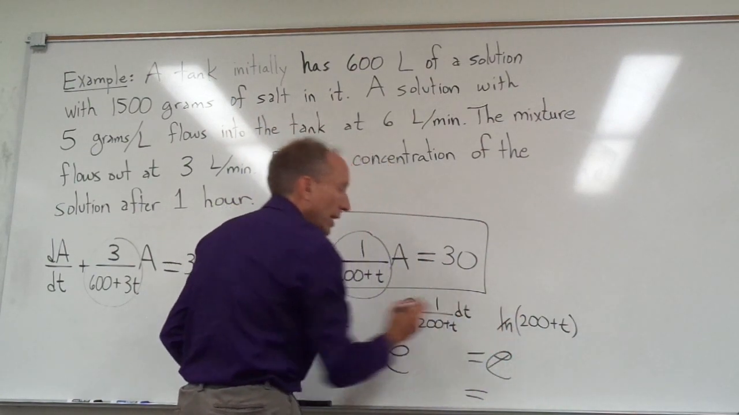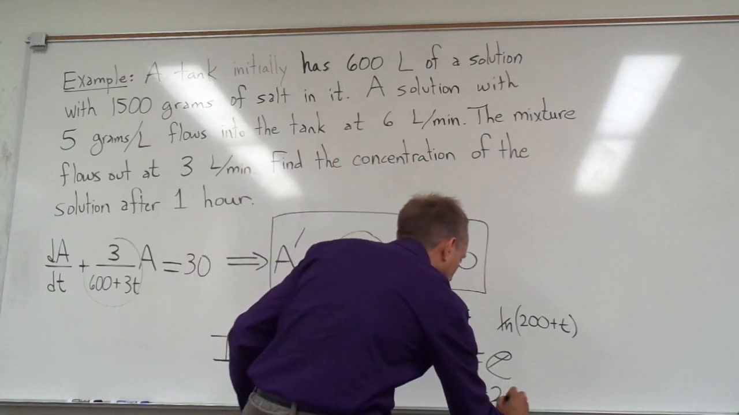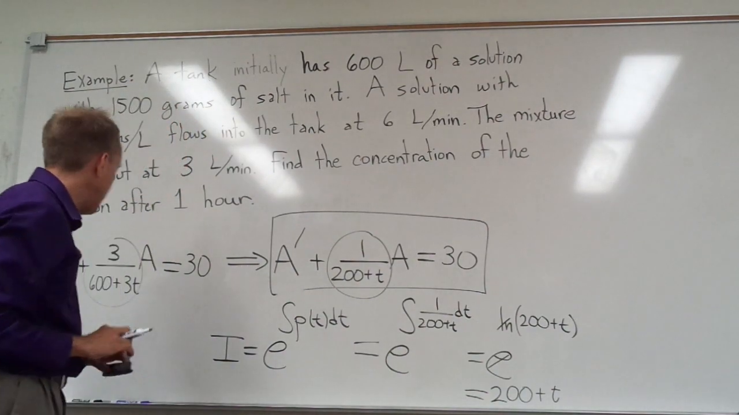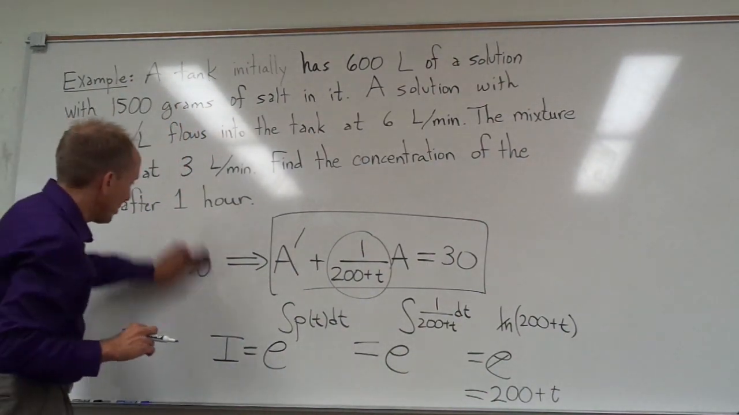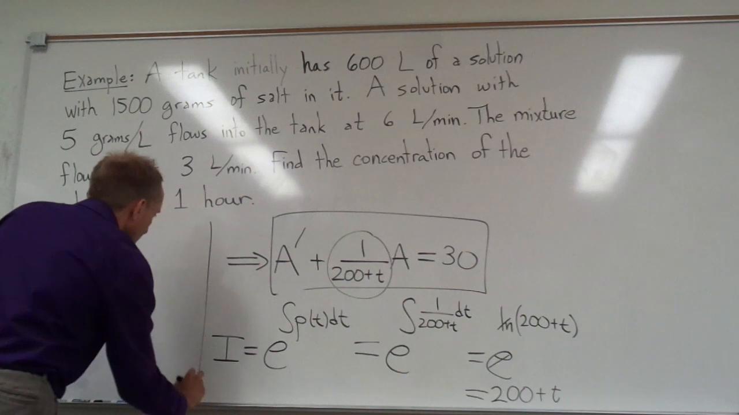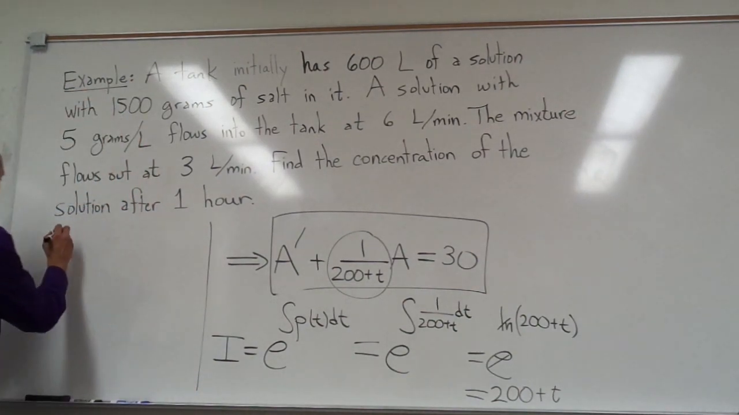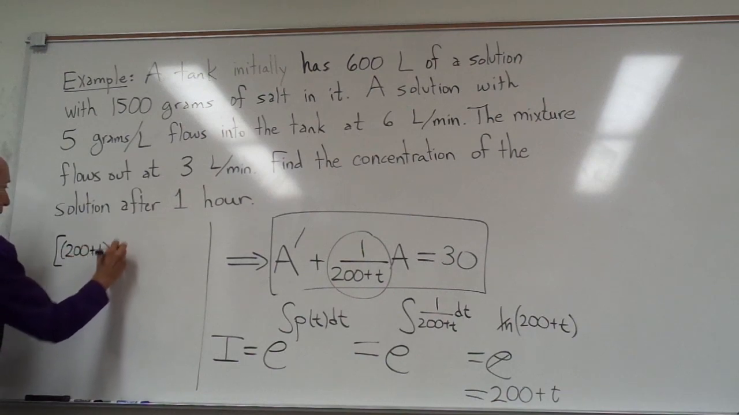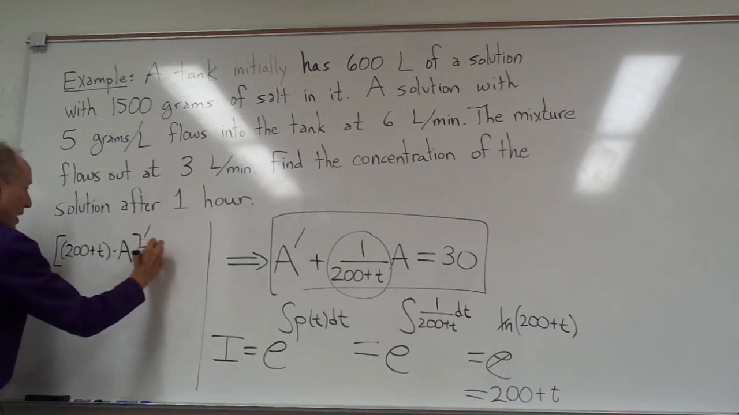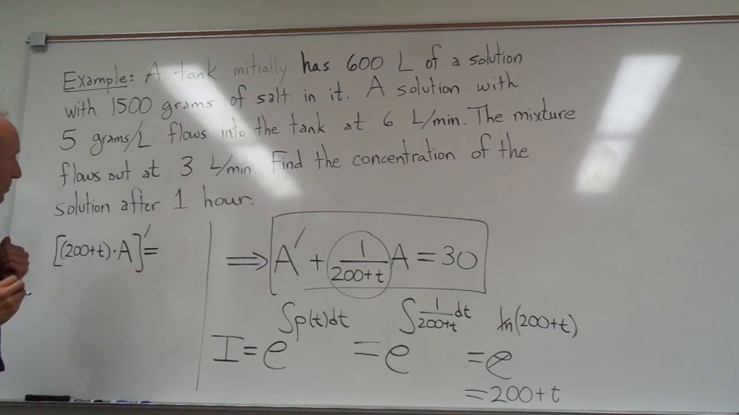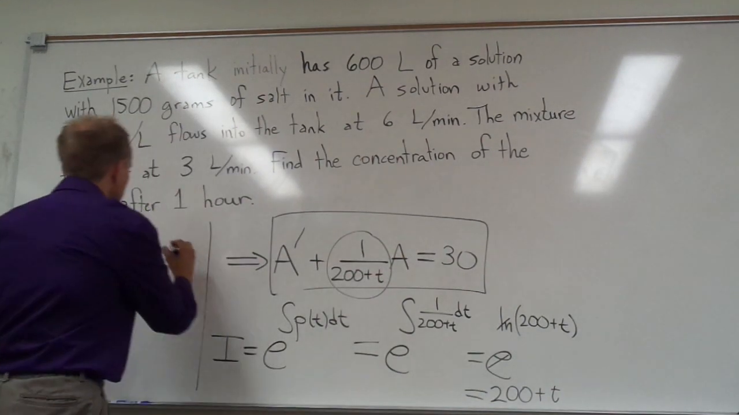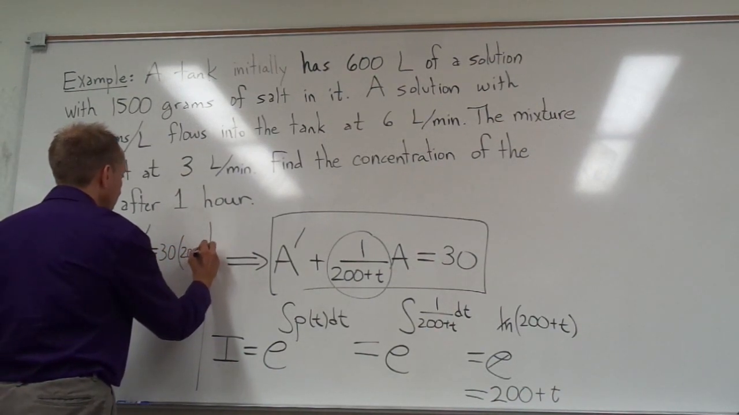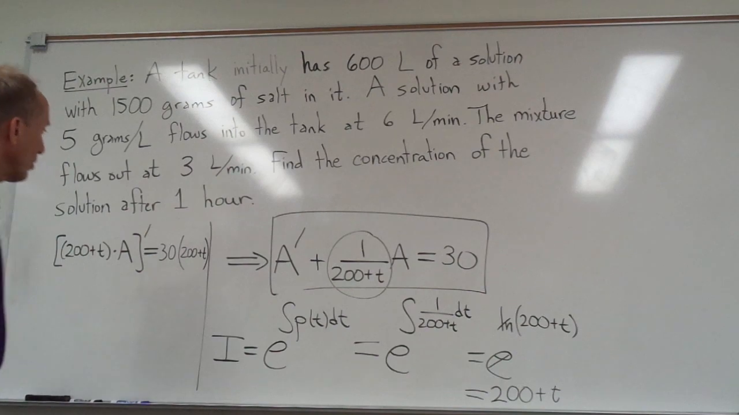And the e and the ln cancel each other, and I find out that my integrating factor is literally just 200 plus t. Okay? 200 plus t is my integrating factor. So, what do I end up with? Remember that we take that integrating factor, we multiply it by the unknown function, and we have a product rule derivative that is supposed to equal the right-hand side, which was 30, times the quantity 200 plus t. That's going to just look like that.